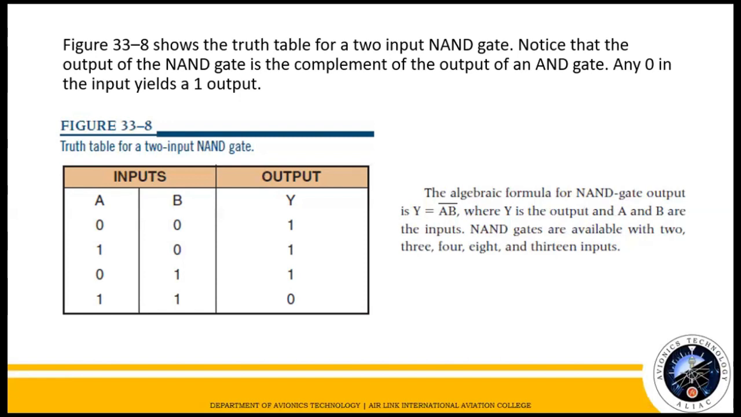So the algebraic formula for the NAND gate output is Y equals bar AB, where Y is the output and A and B are the inputs. NAND gates are available with 2, 3, 4, 8, and 13 inputs. NAND gates are the most widely available gates on the market, and the availability and flexibility of the NAND gate allows it to be used for the other types of gates.